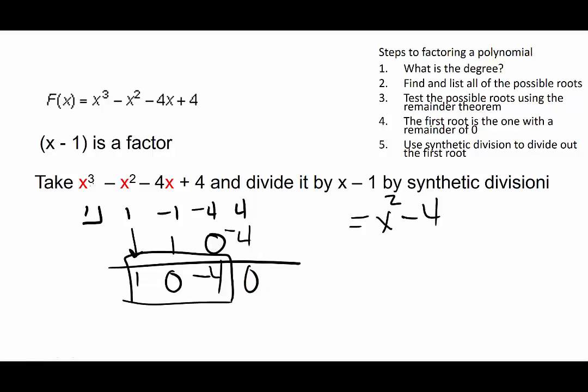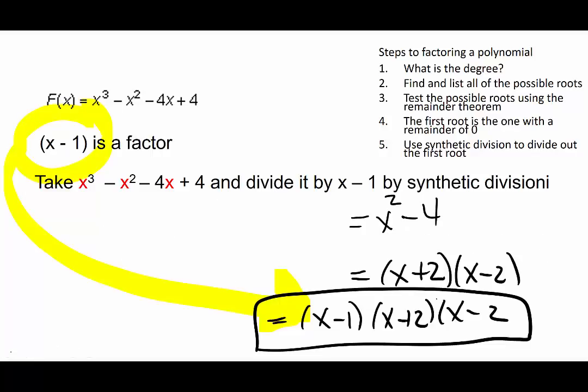So this was x cubed. This becomes the coefficient of x squared. This would be x, and this is the coefficient of my constant term. I divide out the x minus 1, and I get x squared minus 4. Factor x squared minus 4 factors into x plus 2, x minus 2. Next step, bring the x minus 1 down. So I have factored my polynomial of degree 3 into 3 factored terms.